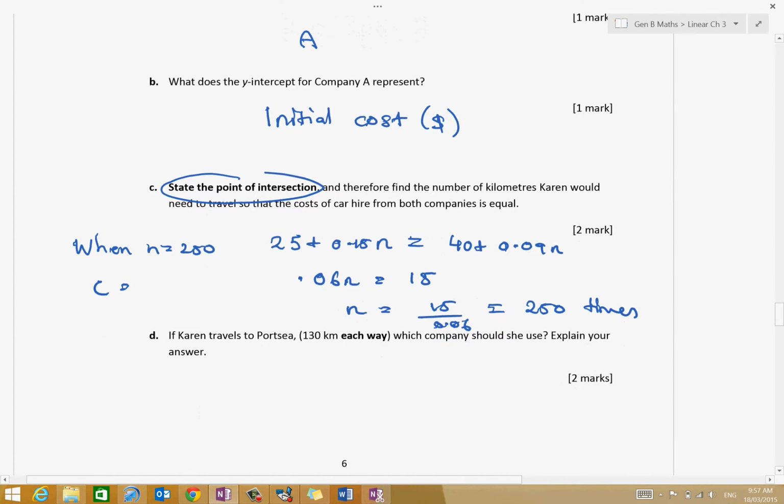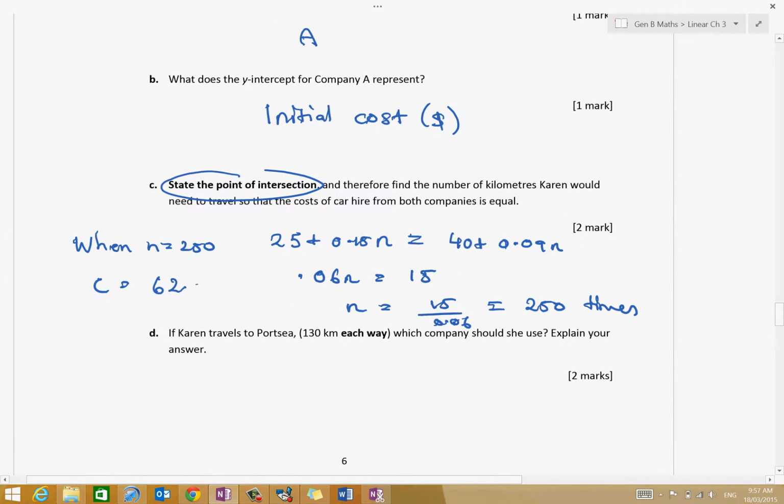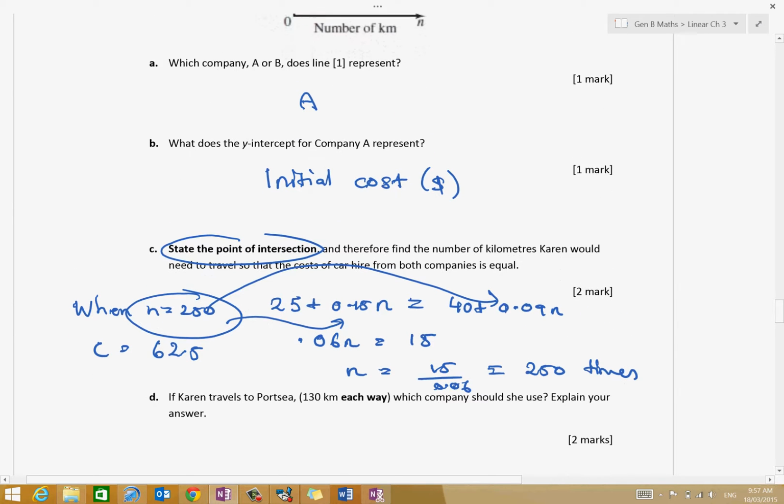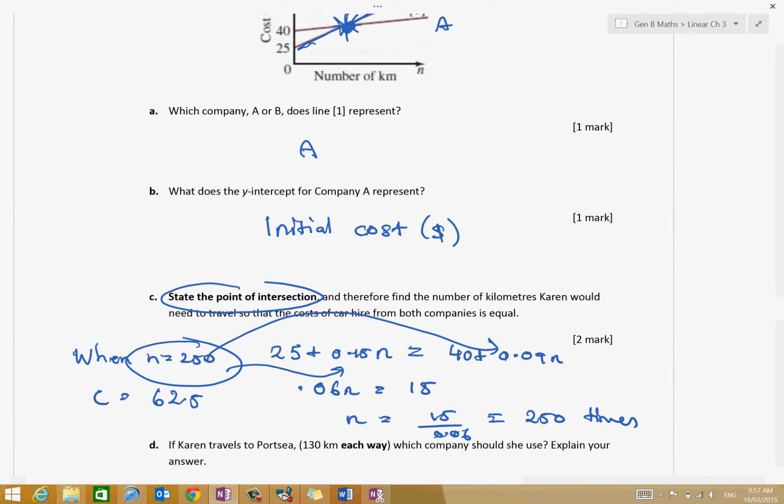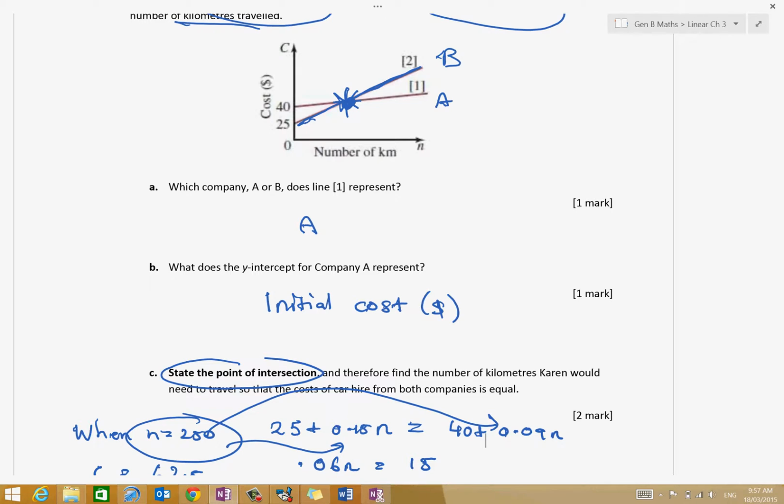62.5. You need to sub it into one of these equations. If you sub that in this equation, you'll get that. If you sub it into the other equation, you're also going to get the same thing. So let's keep them to the end.